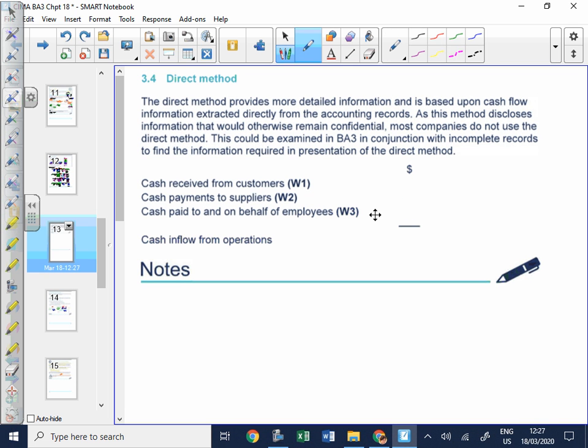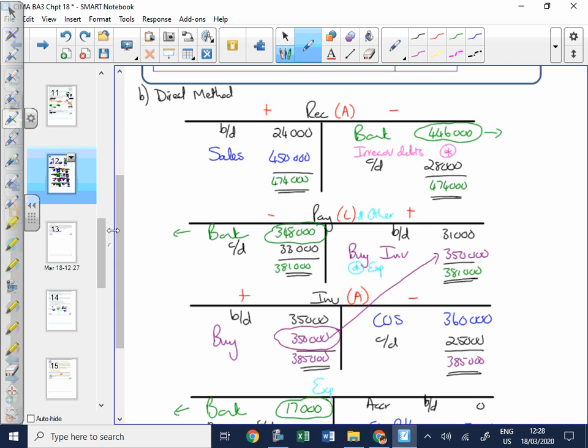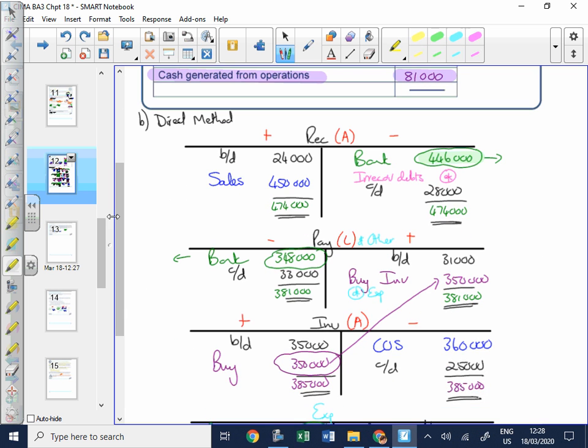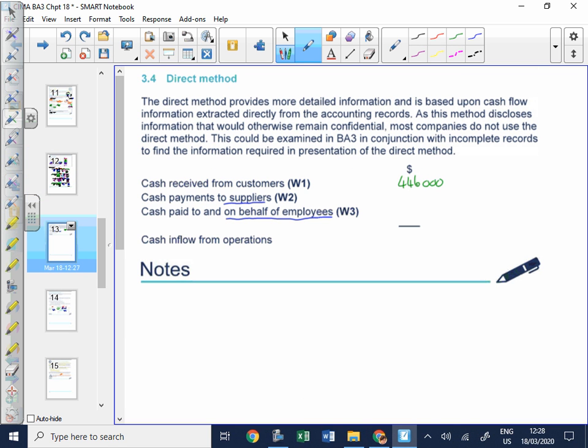So what I was trying to say, Nana, is sometimes they'll say cash paid to suppliers and employees, and they'll have one line instead. You can do it that way. So let's go fetch my numbers. Cash receipts from customers is 446. Cash flows in 446. So no brackets. Cash paid to suppliers 348 in brackets because I'm paying.